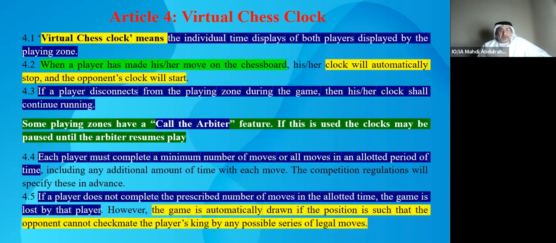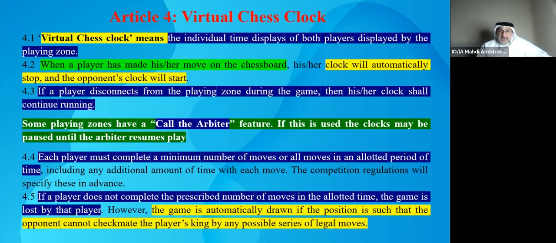So each player must complete the minimum number of moves in the allocated period of time. If a player does not complete the prescribed number of moves in the allocated time, the game is lost by that player. For example, I have 90 minutes. I have to finish 20 moves or 30 moves. So 90 minutes is finished, and still I am at move 19 or move 29. So I didn't complete the moves, and in this case I will lose by time.